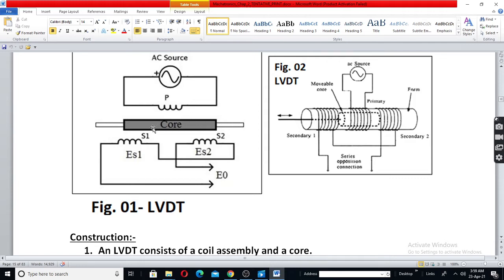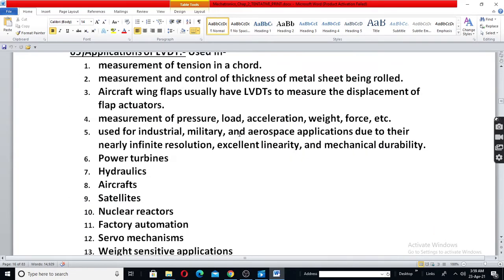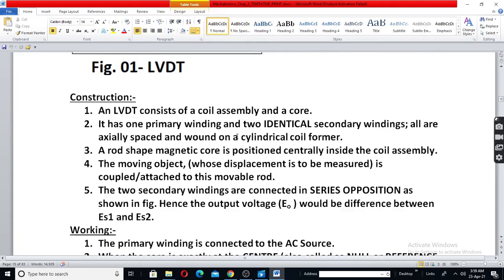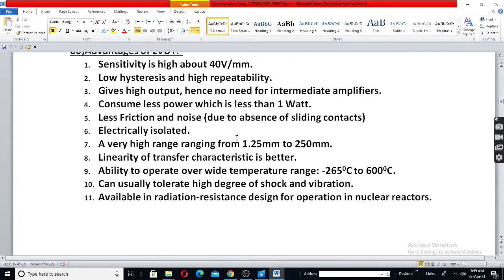If the core moves to the right side, then ES2 will be larger than ES1. So the output ES1 minus ES2 will be negative, meaning out of phase with the input. So this is the linear variable differential transducer.